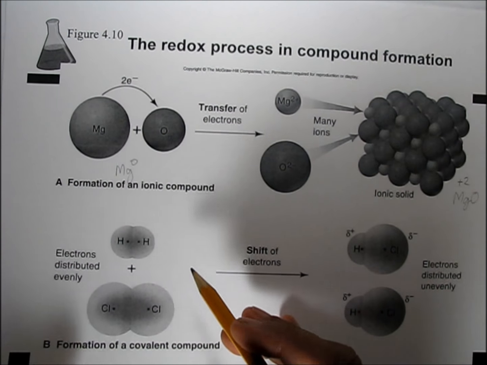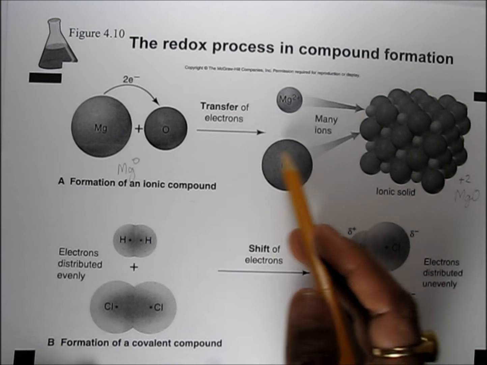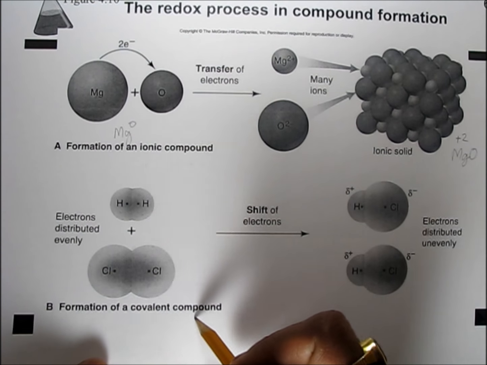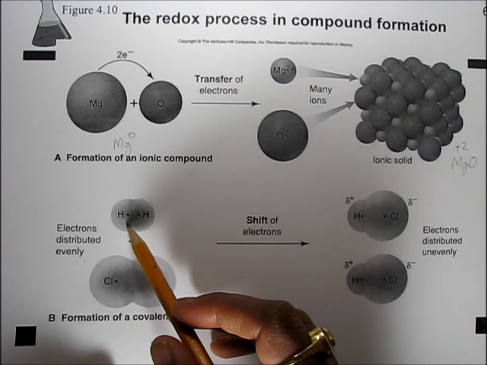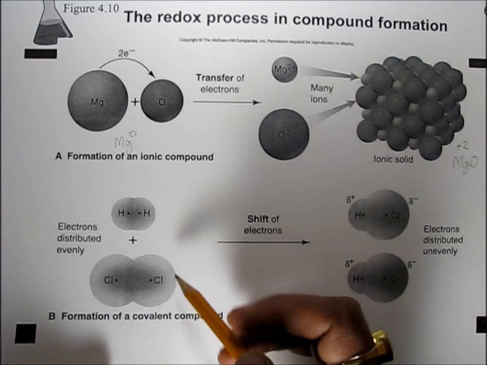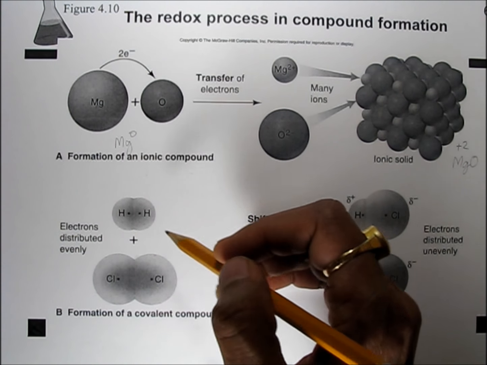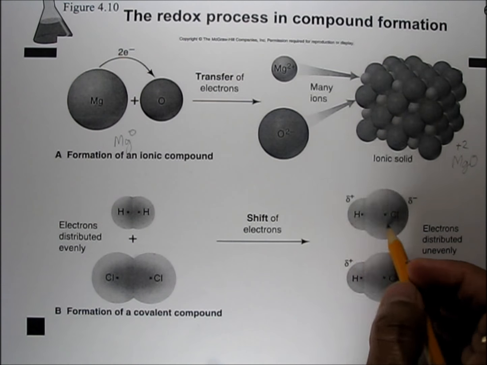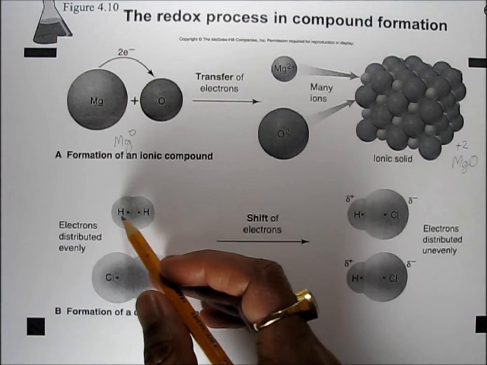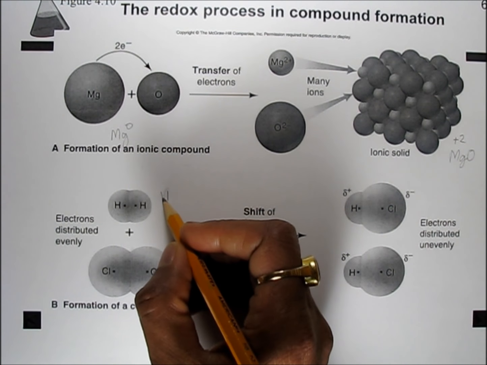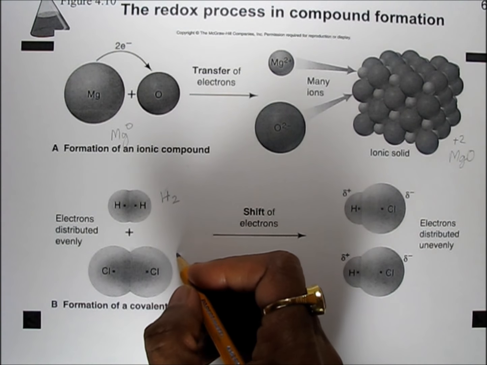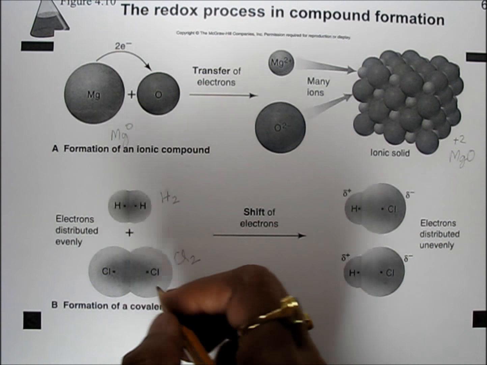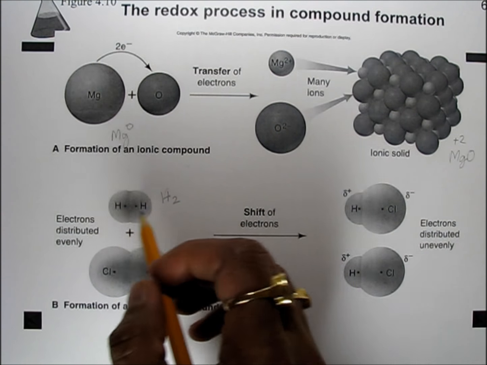So here is one thing: the formation of an ionic compound happens this way, and then the formation of a covalent compound, for example hydrogen and chlorine. Basically, when they react together, they do not transfer the electron, they just share the electron. Hydrogen has one electron, and this is the diatomic hydrogen molecule, and this is a diatomic molecule of chlorine. So two chlorines are sharing one electron here, and two hydrogens are sharing one electron here.